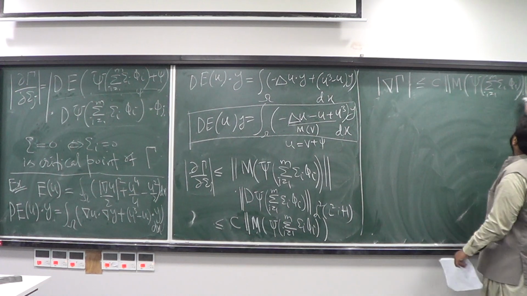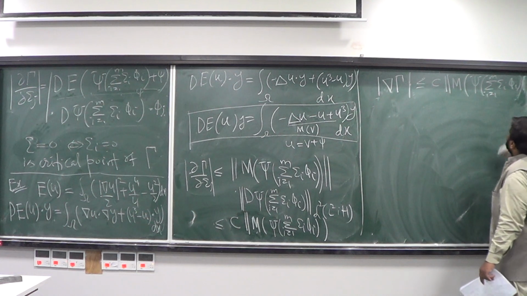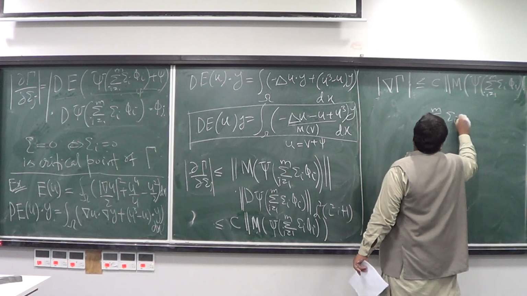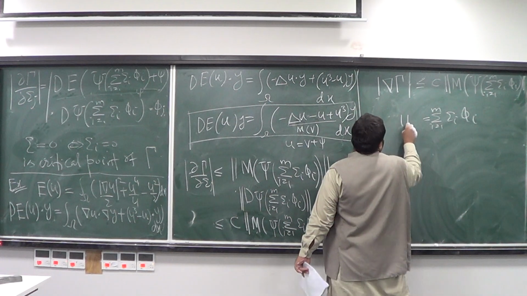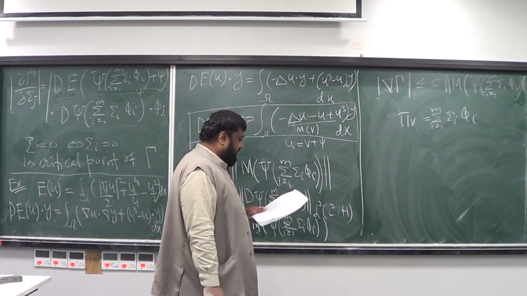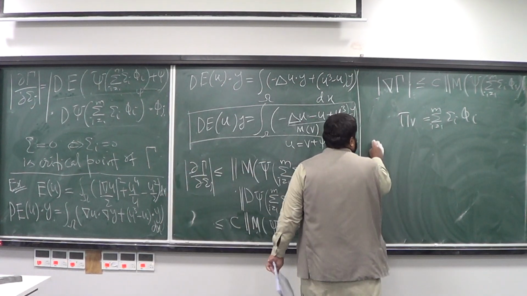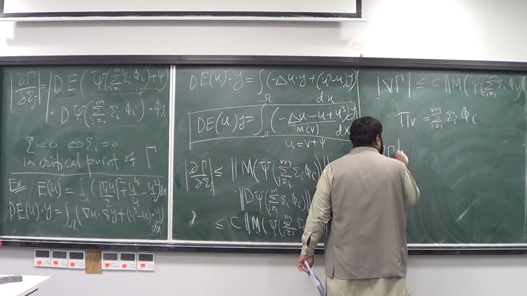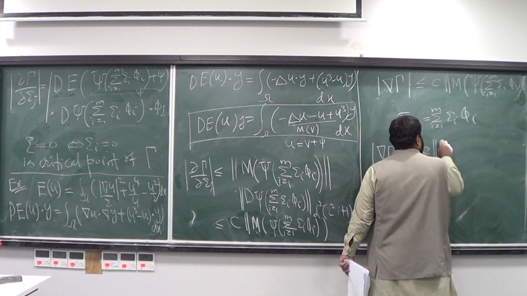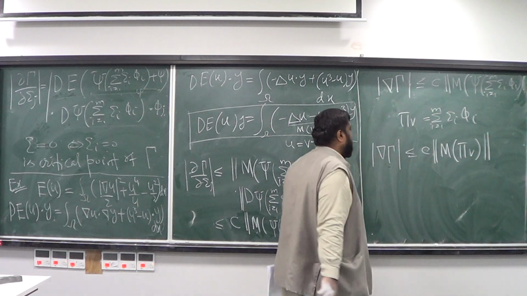Let's make our life a little bit easier. Let's call this expression, the sum from i equal to 1 to m of xi_i phi_i. You can treat this as the projection of some vector v onto the kernel of L. Then I can write the gradient of gamma as c times the norm of M operated onto some pi v. This is what you're going to get.